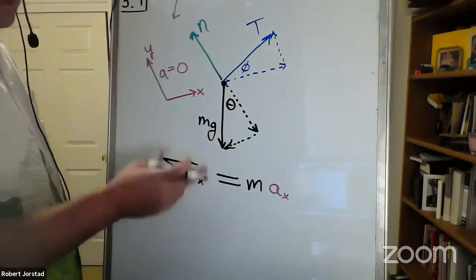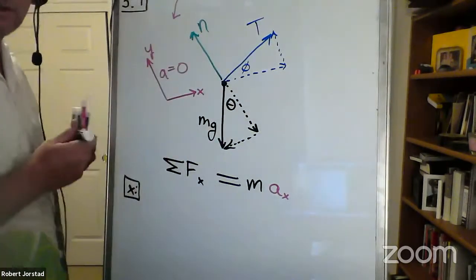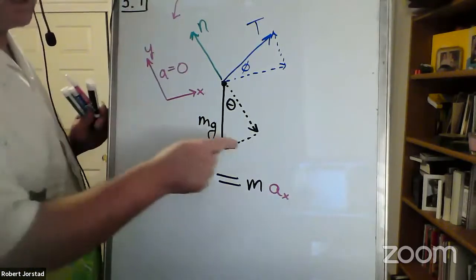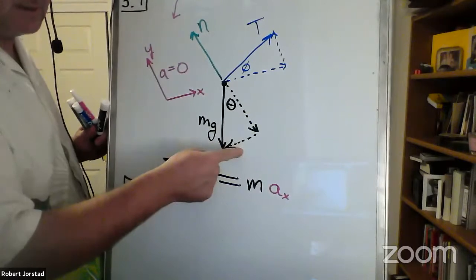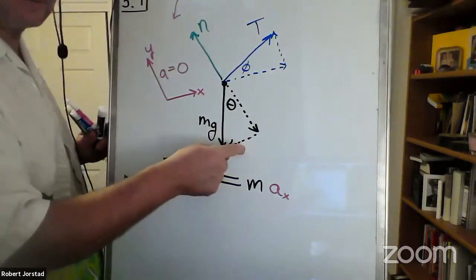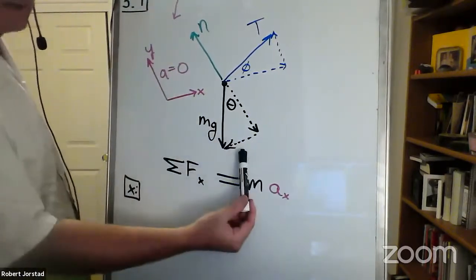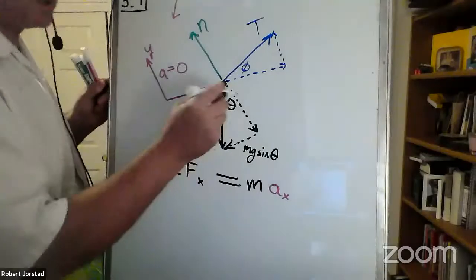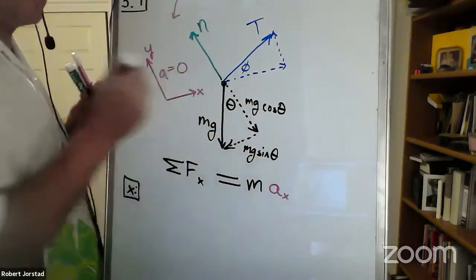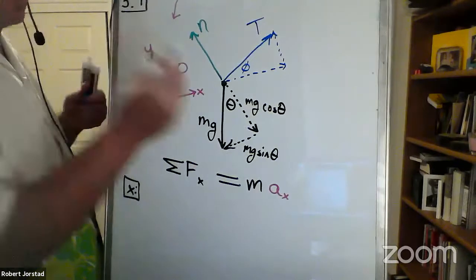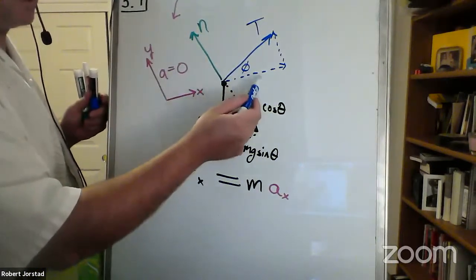Oh, we'd better get our SOHCAHTOA figured out. Do you see that? What is this side right here? Is this going to be mg cosine or mg sine of theta? What do you think? What's this side? mg sine of theta. Sine, because opposite. What's this side then? Probably mg cosine. Adjacent.